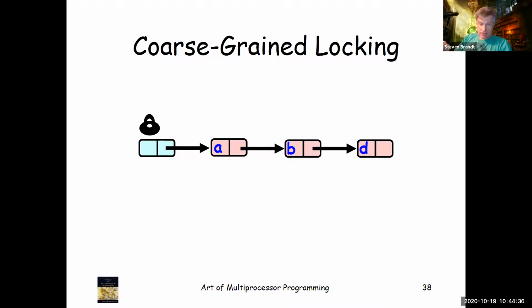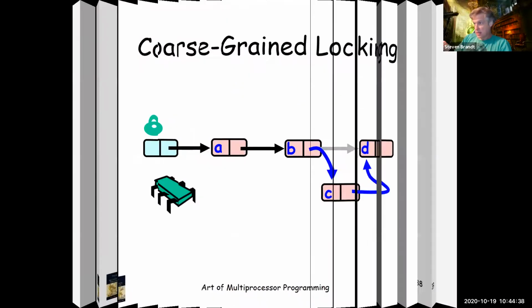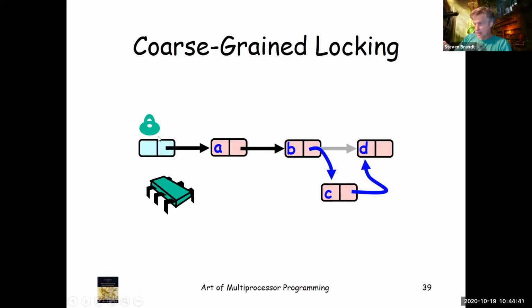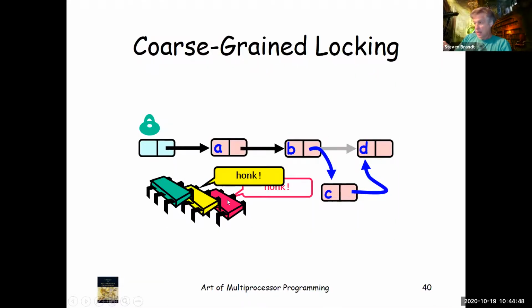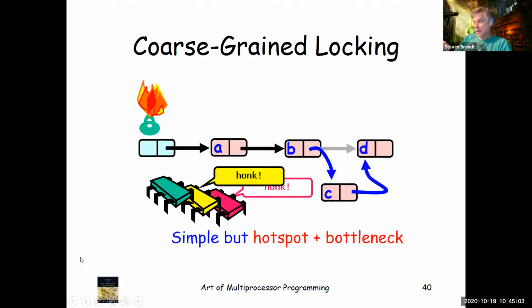Okay, so coarse-grained locking, which was the first thing we wanted to discuss, we're going to get a lock on the head node, and then we're just going to do our thing. So in this case, we're adding a node C. The problem, of course, is everybody who wants to use the list has to line up, and there's congestion, which, you know, if threads had horns, they would be honking. It's simple, but we have a hotspot right here, and we have a bottleneck when many threads are trying to access that object.